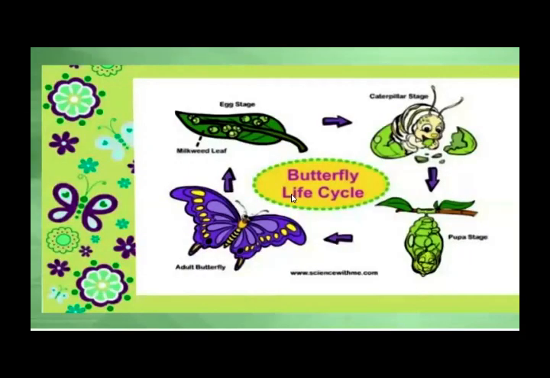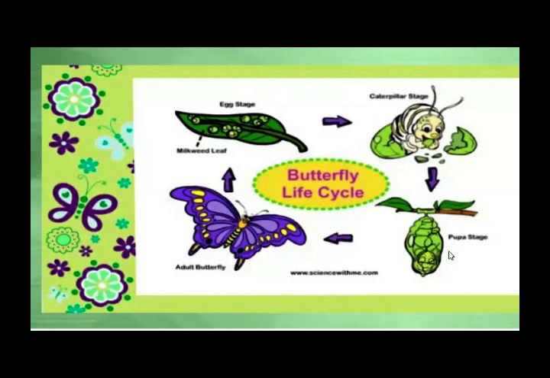Now the life cycle of a butterfly. The life cycle of a butterfly also starts from the egg stage. This is the egg stage. Then the caterpillar stage. You can see a naughty caterpillar eating the leaves here. This caterpillar comes out of the egg. Beta, caterpillar is also called larva. Larva and caterpillar.